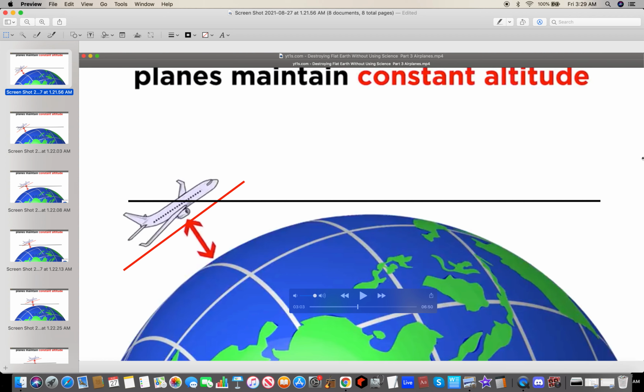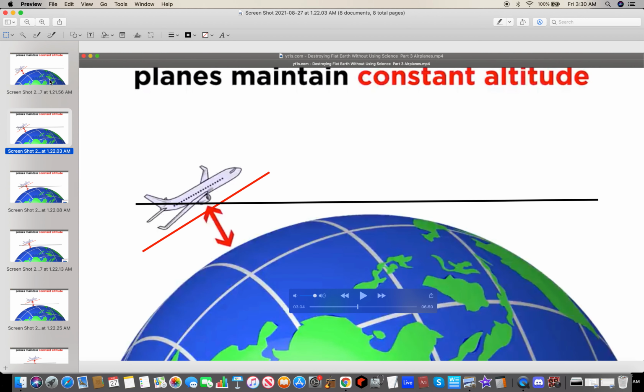So this is the only comeback that they've got. That a plane just holds a constant altitude. And it's like to hold, like on a globe, he's trying to hold this constant altitude. Watch.